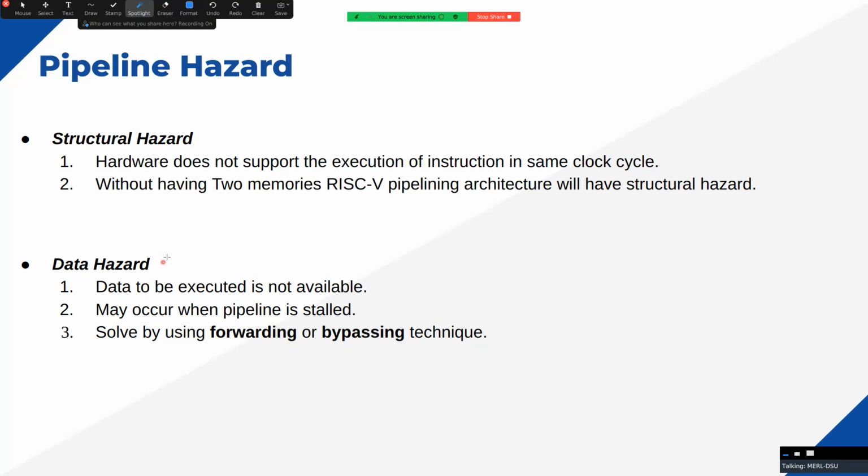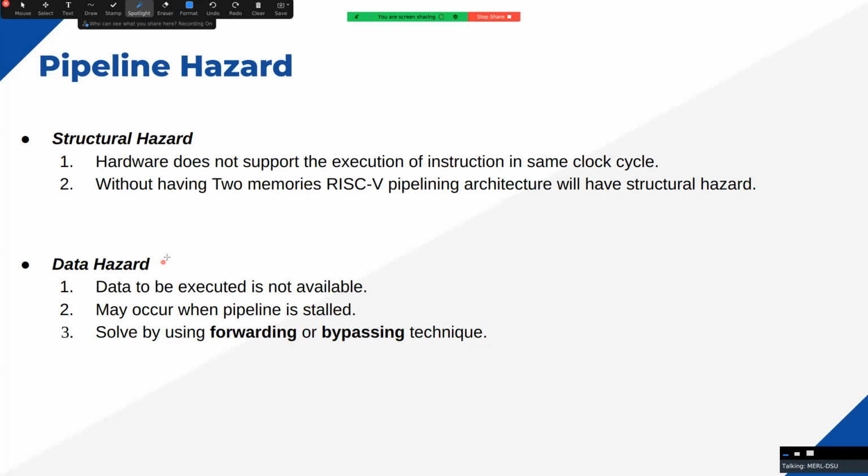Data hazard is basically the hazard which occurs because of the data. As mentioned here, the data to be executed is not available. We have seen in our previous simulation that when the third instruction, the addition, was going to be performed, the data decoded or fetched from the register file was both X.